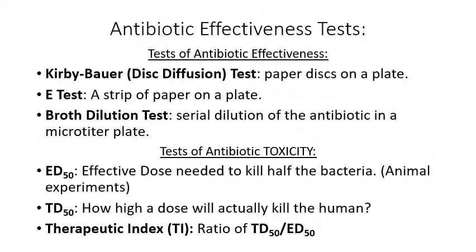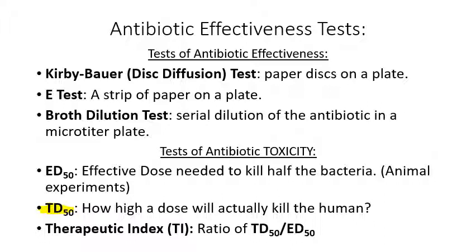Okay, then you definitely need to use animals to determine what is the toxic dose. So if you have a bunch of guinea pigs and you give them various amounts of the drug, then you figure out how much you need to give them before you kill half of them. So that is the TD50. The TD50 is also usually measured in milligrams per kilogram of body weight.